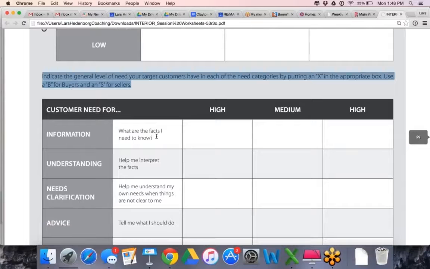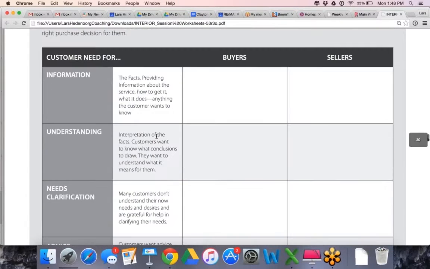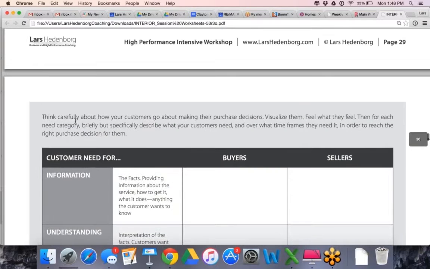These are pretty basic things, but going through this process and just having a conversation in your mind about how your potential customers are sort of processing these different things with respect to their decision about using you or not, I think is important. And then the next section here is to think carefully, on page 30. Think carefully about your customers, how your customers go about making their purchase decisions. Visualize them, feel what they feel.